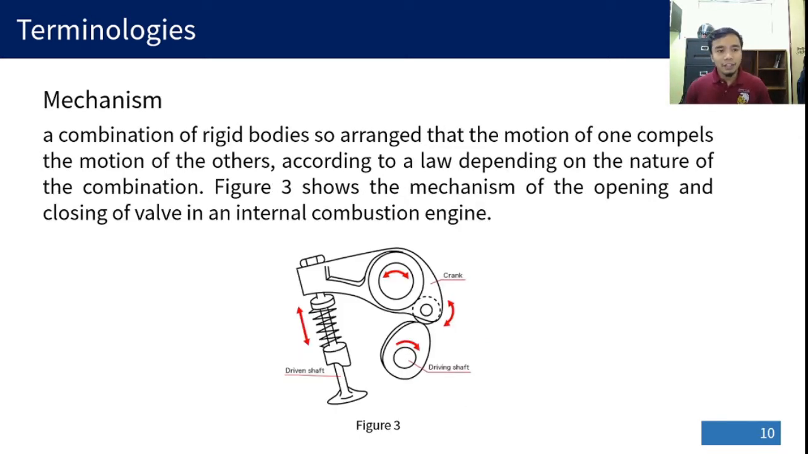So a mechanism is a combination of rigid bodies arranged so that the motion of one machine part compels or causes the motion of another. This is, of course, according to a law that depends on the nature of the combination. The nature of the combination depends on the type of pairs and the arrangement of the machine parts, as there are different forms of transmitting motion from one part to another. What is shown in figure 3 is the opening and closing of the valve.